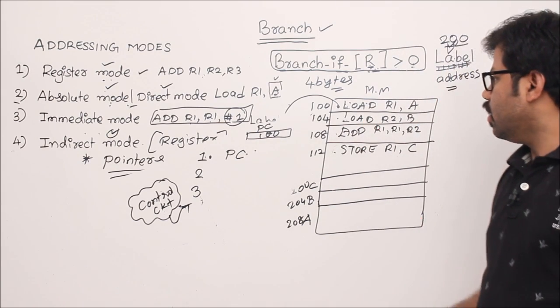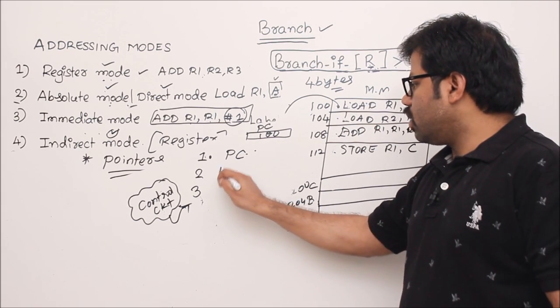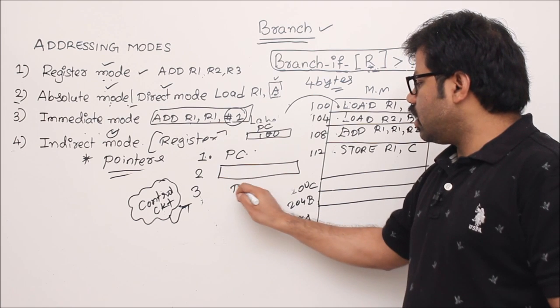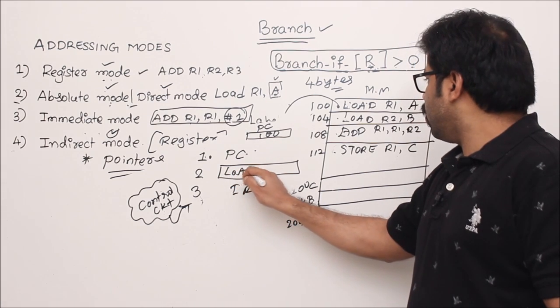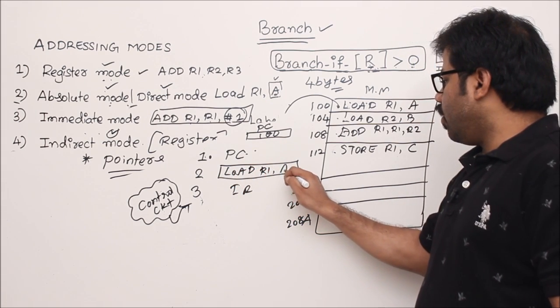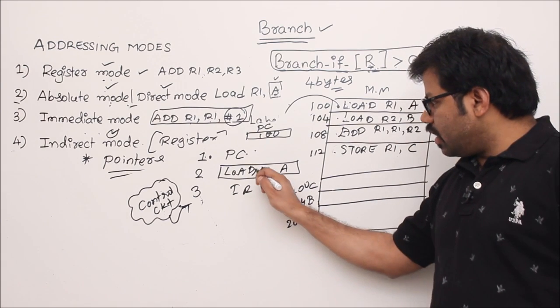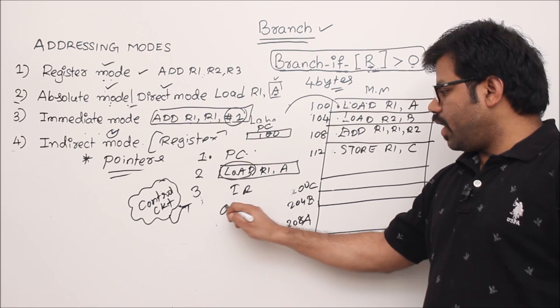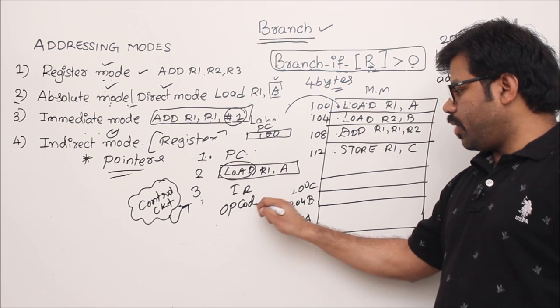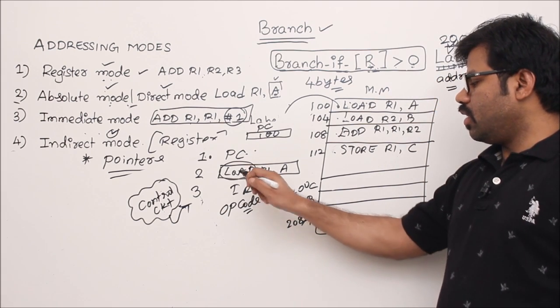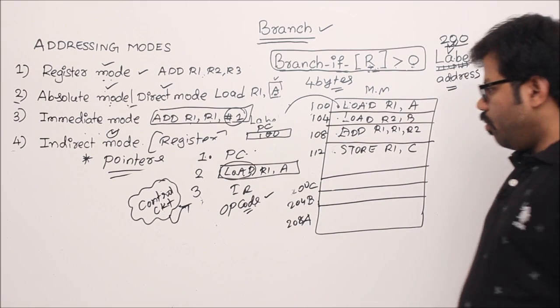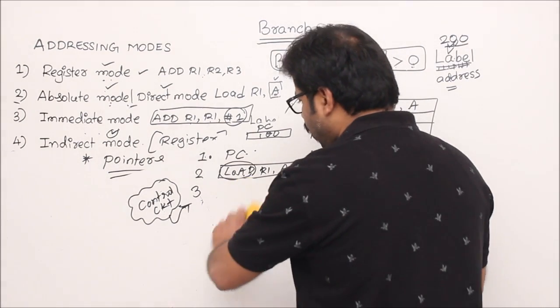Now fetch that. So now you got that into the instruction register. What is that? Load R1 A. Now your processor will start understanding it. It will first see the opcode, that means the operator. What is the operation? That is nothing but the opcode.